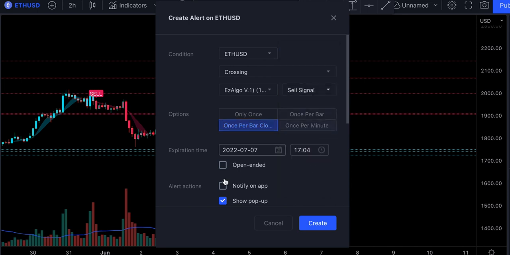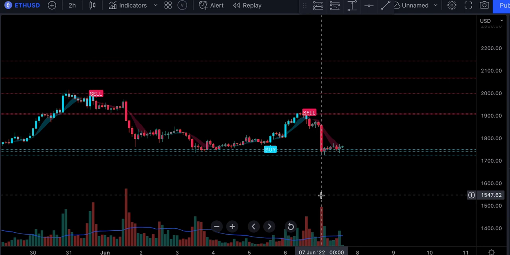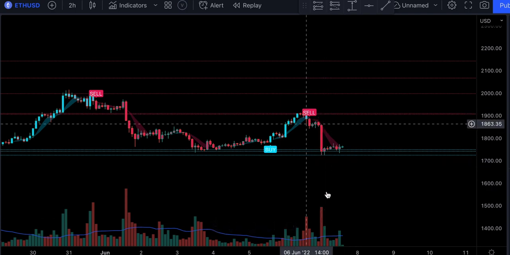You can also get notified on the app, which is really handy. By the way, if you get an alert, it doesn't mean you have to automatically enter the trade. You first have to make sure that all the conditions are met.